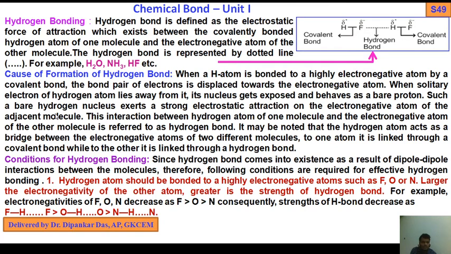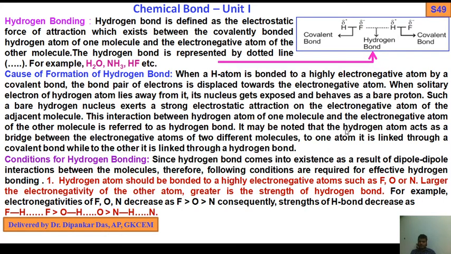When the solitary electron of the hydrogen atom lies away from it, its nucleus gets exposed and behaves as a bare proton. Such a bare hydrogen nucleus exerts strong electrostatic attraction on the electronegative atom of the adjacent molecule. That is, the adjacent molecule's electronegative element. These interactions between the hydrogen atom of one molecule and the electronegative atom of another molecule are referred to as a hydrogen bond.